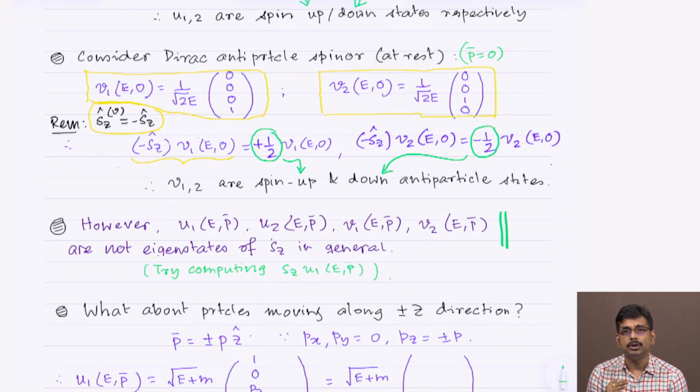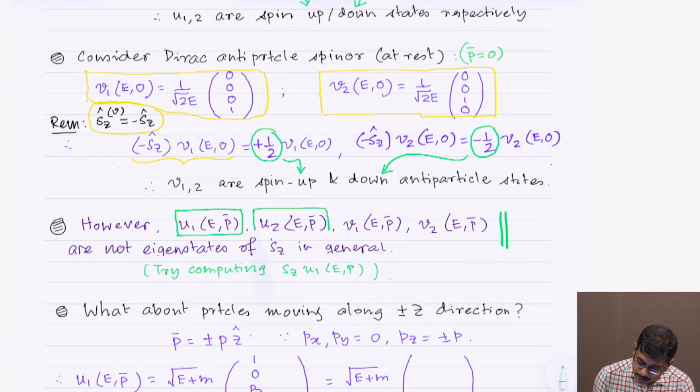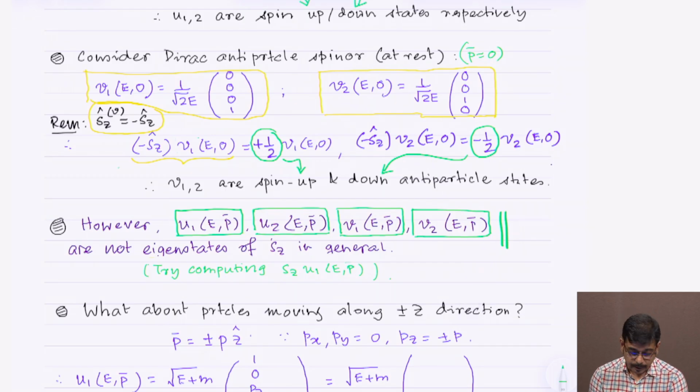However, this is now a very important point: if you take the generic matrices, the eigenstates of the Dirac Hamiltonian for the p not equal to 0 case like U1 EP, U2 EP, and operate Sz on them, you will find out that these are not the eigenstates of Sz anymore. When you go to the p not equal to 0 limit, they are not eigenstates of Sz in general. So, this is something that you must check explicitly.